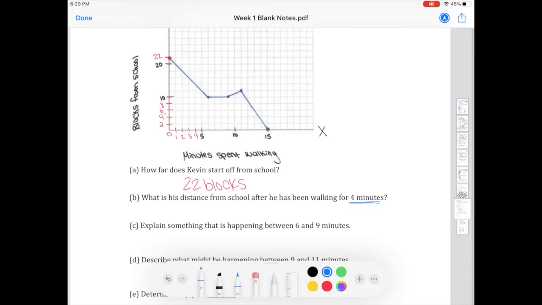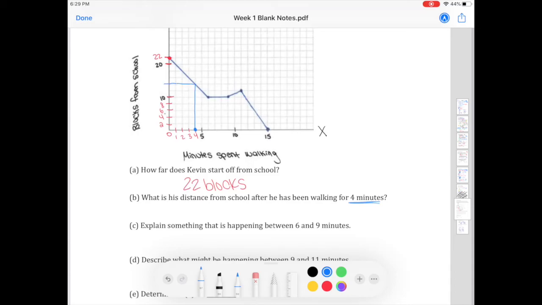Okay, what is his distance from school after he has been walking for 4 minutes? This is a great example of an input-output situation. 4 minutes is your input. You just have to find that on the graph. So 4 minutes on the graph is right here. You have to match that up with what his distance is, I should say, how many blocks he is from school by connecting it to the graph.